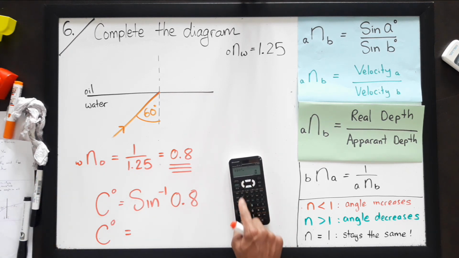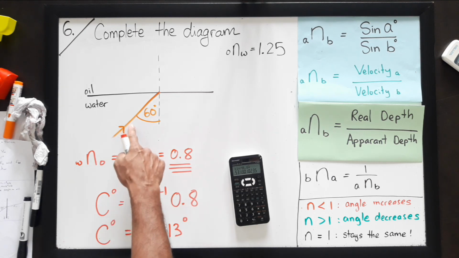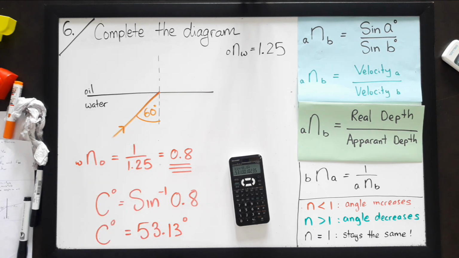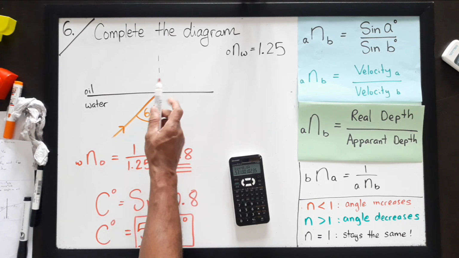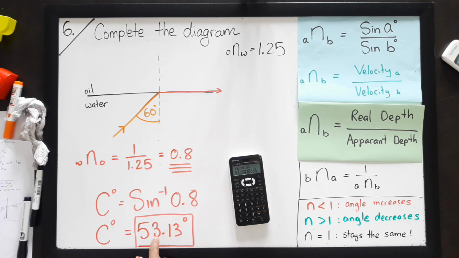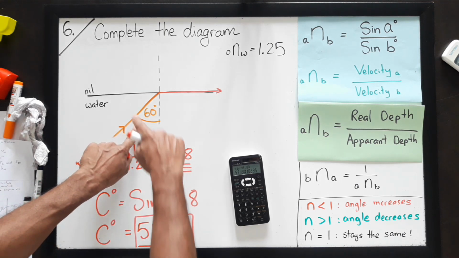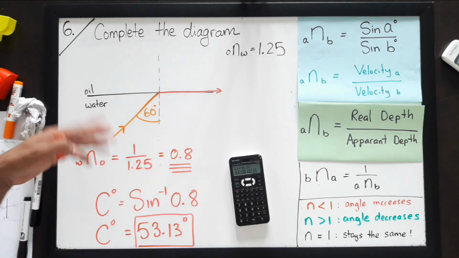Second function, sine 0.8. We get around 53 degrees, well 53.13 degrees. So that means that anytime the angle of incidence is greater than 53, I'm just going to call it 53 for short, right? At exactly 53, the angle over here would be exactly 90. But anytime it crosses the critical angle, and in this question it did cross the critical angle, 60 degrees is bigger than this, the light no longer makes it out on the other side.